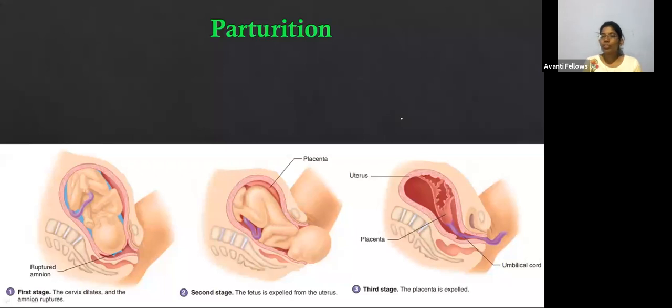After the cutting of the umbilical cord, what about the placenta? They are going to remove and throw out the placenta. And if they want, they can store the stem cells.